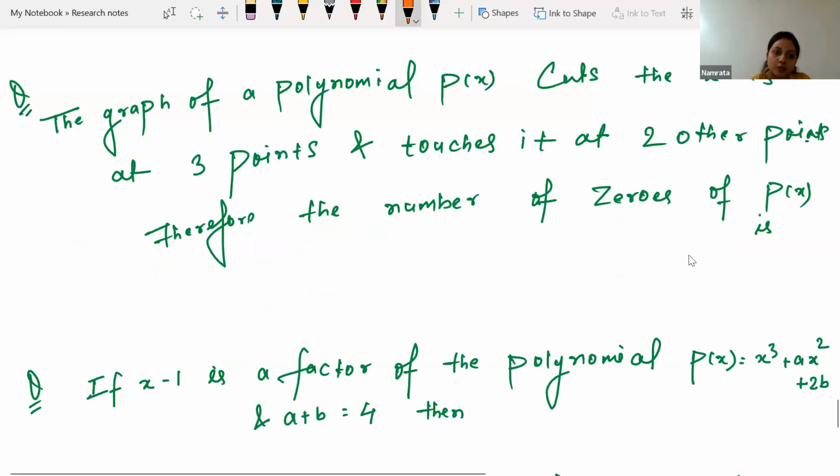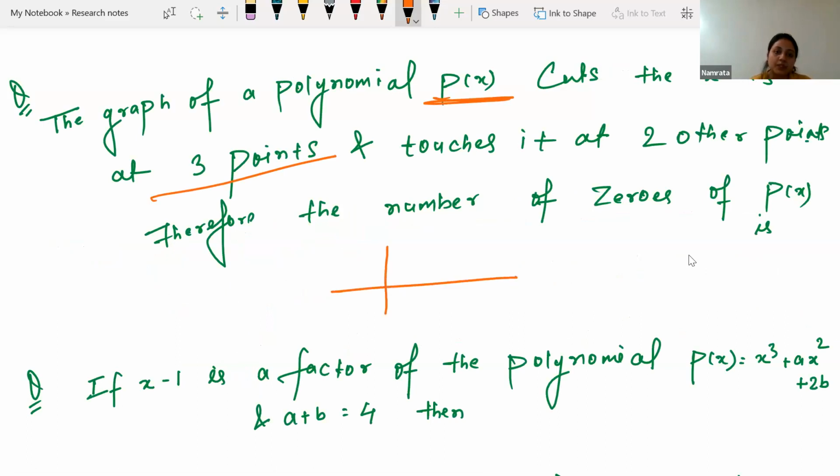The graph of the polynomial p(x) cuts the x-axis at 3 points. All right, the graph is cutting the x-axis, maybe at 3 points like this: 1, 2, 3. Okay, 3 points. It is cutting the x-axis, so from here we can say that 3 zeros we have already figured out, right? 1 zero, 2 zeros, and 3 zeros. Right, Harshit? Yes, ma'am.